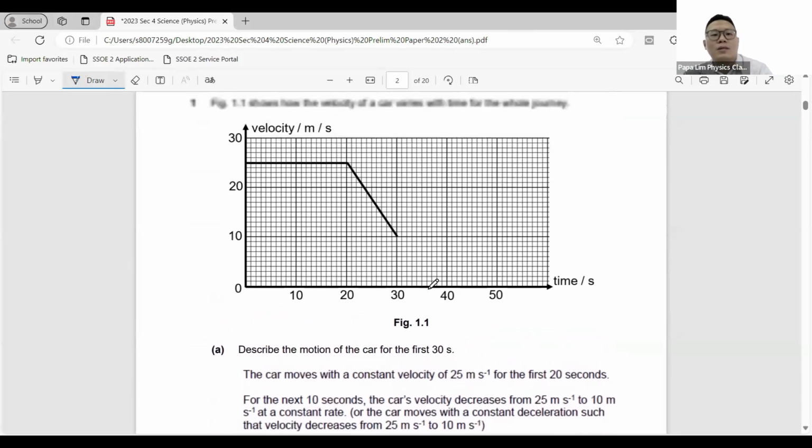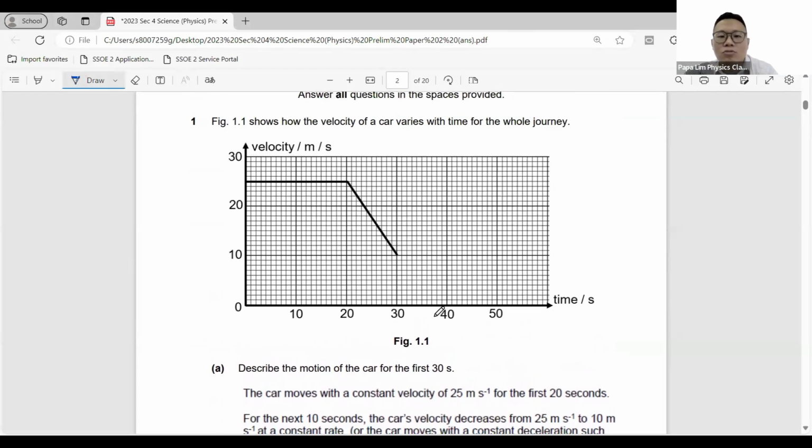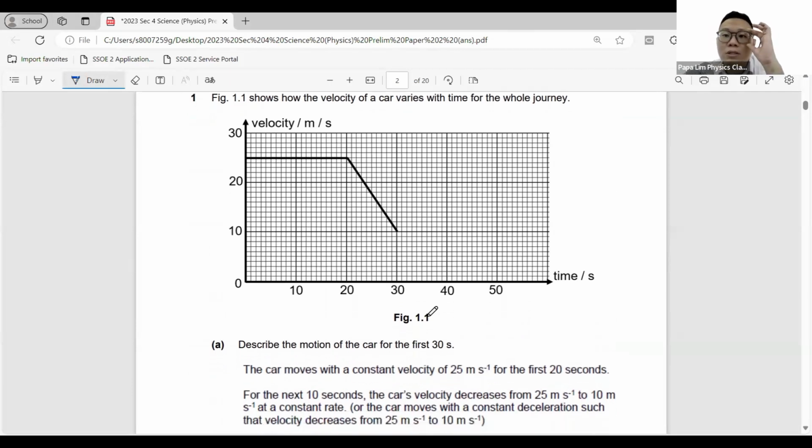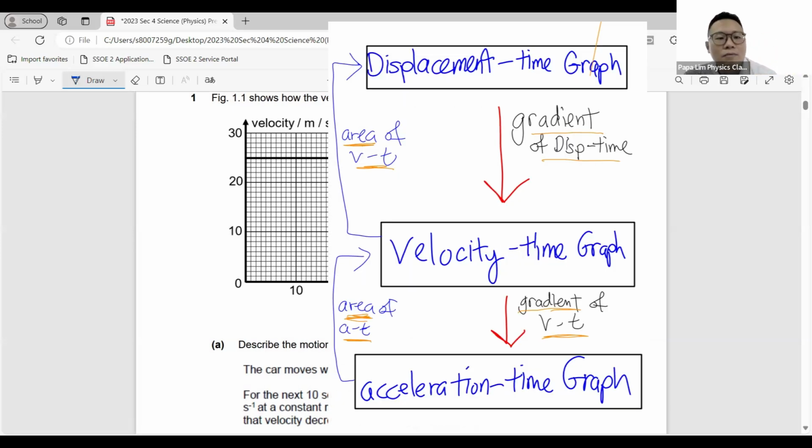As usual, the question will involve describing the motion of the car itself. During description, remember, if I give you the velocity-time graph, describe one additional piece of information, one step ahead. So if I give you a VT graph, make sure your description covers acceleration. If I give you a displacement-time graph, describe one step ahead, which is the information about the velocity of the object itself.